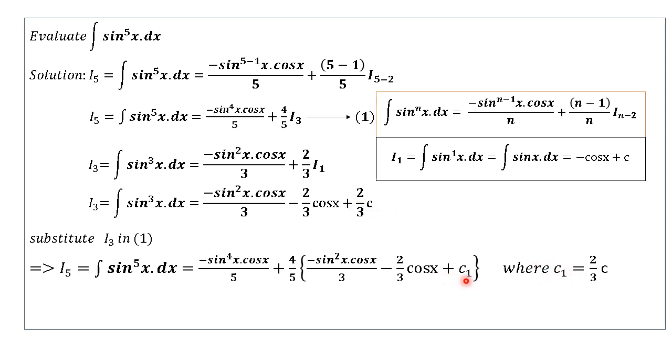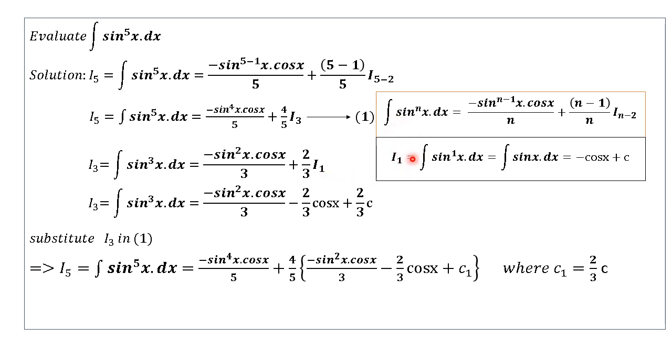That's all. Here, if n is an odd number, it ends up with I1. Suppose if n is an even number, it ends up with I0. How to calculate the value of I0? Put n is equal to 0 here.